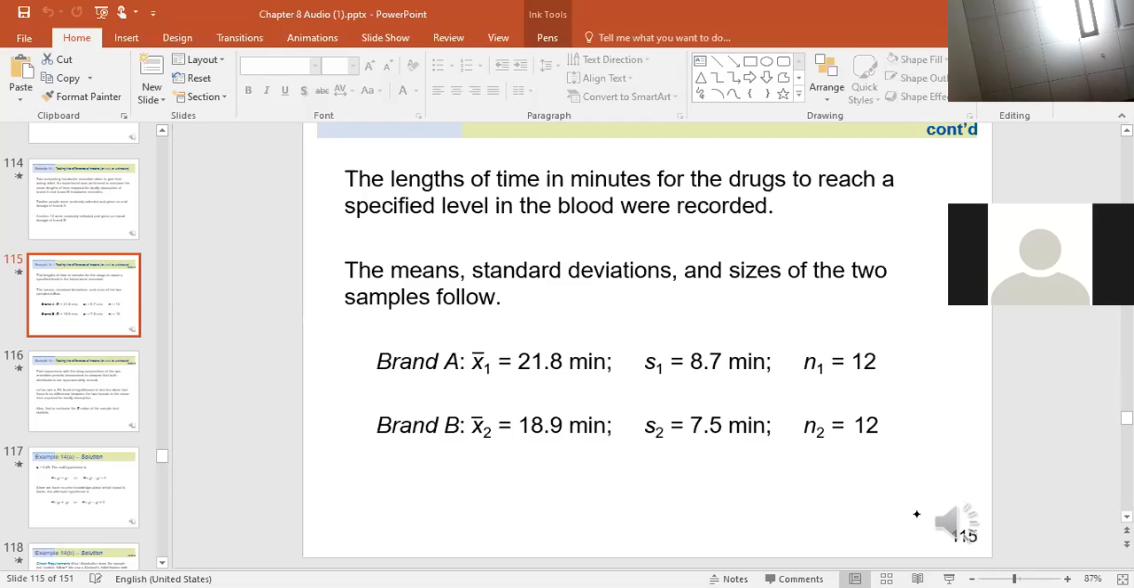Based on the example, we have x1 bar equals 21.8, s1 equals 8.7, and n1 equals 12. X2 bar equals 18.9, s2 equals 7.5, and n2 equals 12.